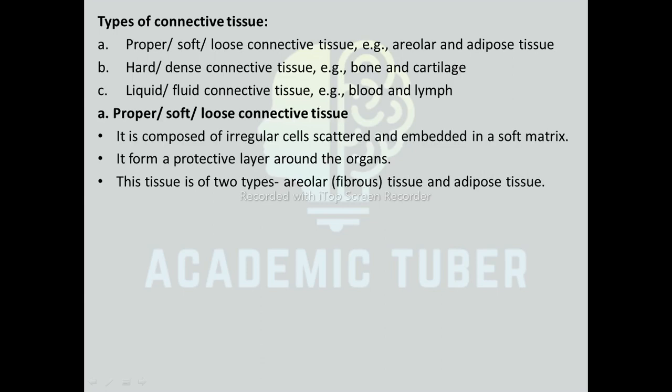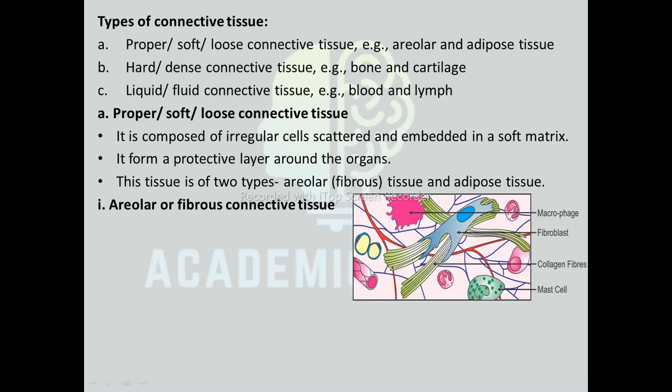It is composed of irregular cells scattered and embedded in a soft matrix. It forms a protective layer around the organs. This tissue is of two types: areolar fibrous tissue and adipose tissue. First one is areolar or fibrous connective tissue. Here is a diagram showing the fibrous connective tissue.